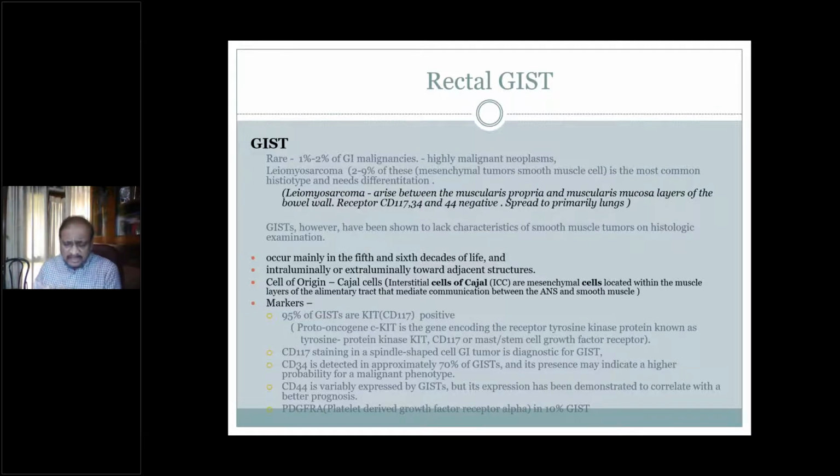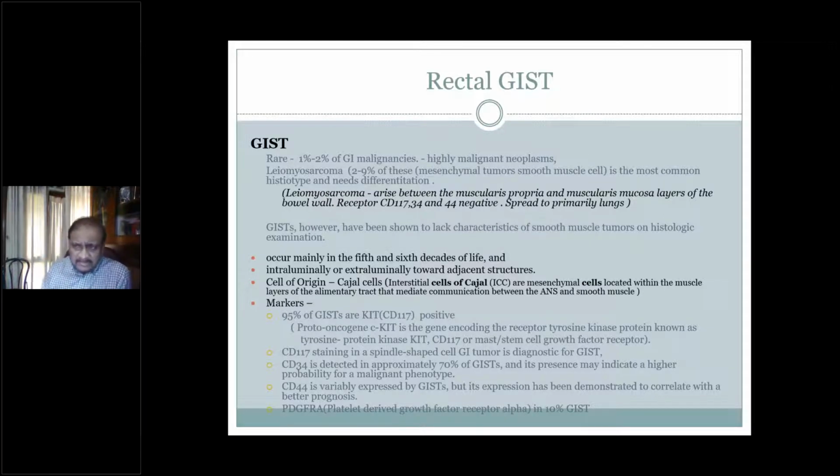CD44 is variably expressed. You may or may not find this, and it correlates with the better prognosis. So CD34 is associated with a poor prognosis because it is more malignant, while CD44 is less often found, but probably an indicator of a better prognosis. Another marker that we usually find in these is a receptor, the platelet-derived growth factor receptor alpha, but it's only found in 10% of GIST.